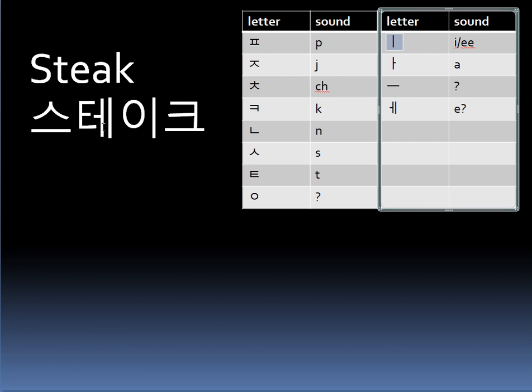So ste, this one we learned before, right? Chicken, we learned this one. It sounds like K. So then this is the sound. So steak.